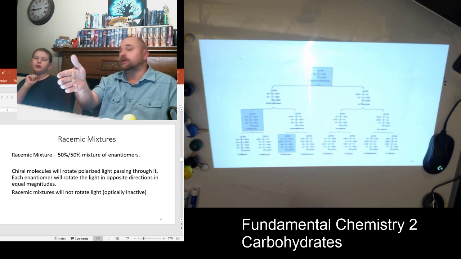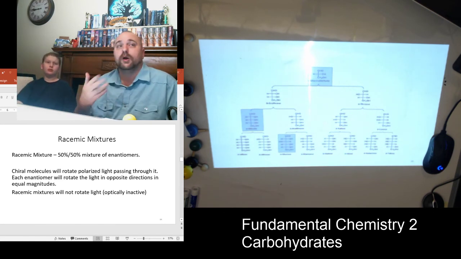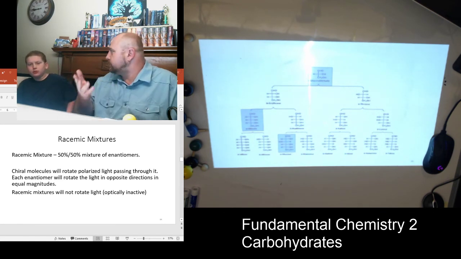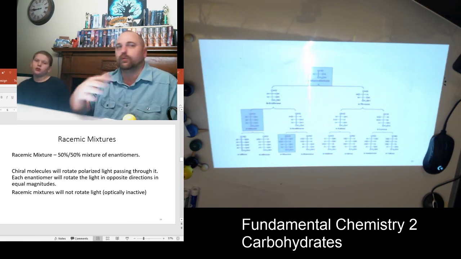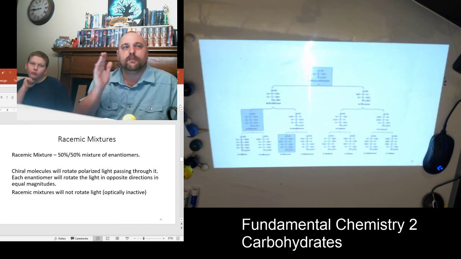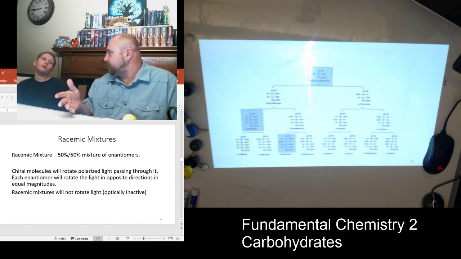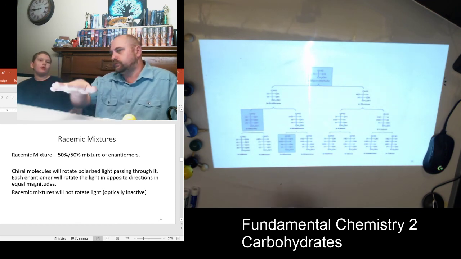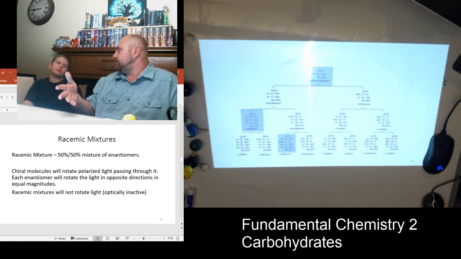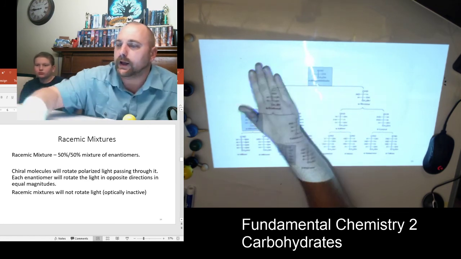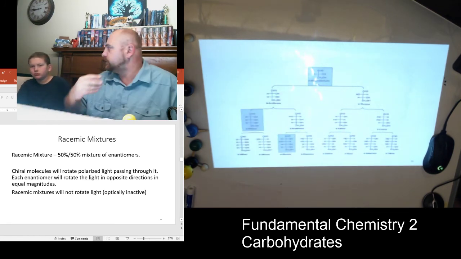It'll stay in the center, and that's called a racemic mixture, where I have equal amounts of the D and equal amounts of the L. And so I'll have a 50-50 mixture. It won't affect light. But with everything else, if I get all D, it'll take it right. If all L, it'll take it left. Now, we can have instruments for that, and we can assign those.